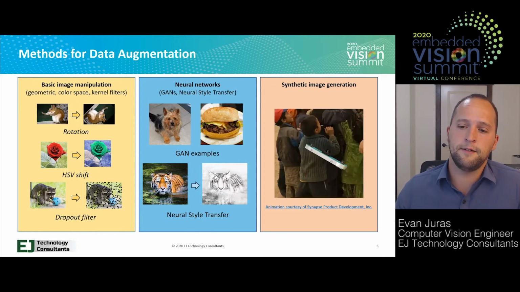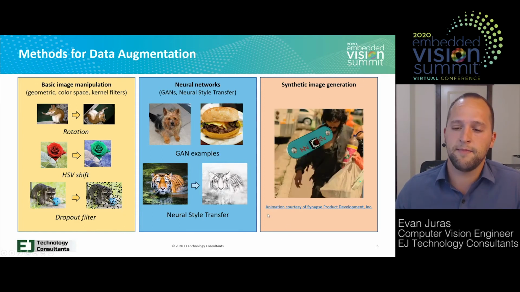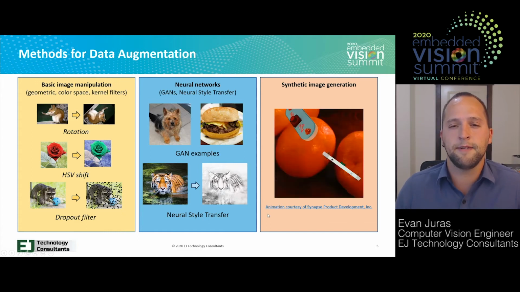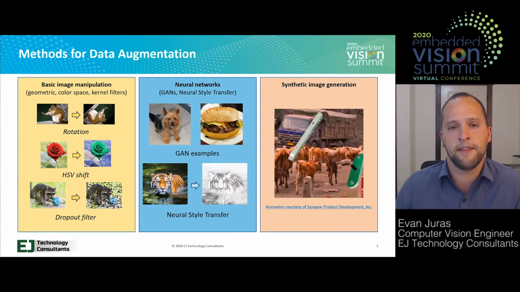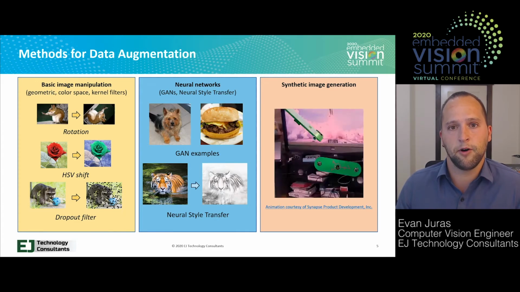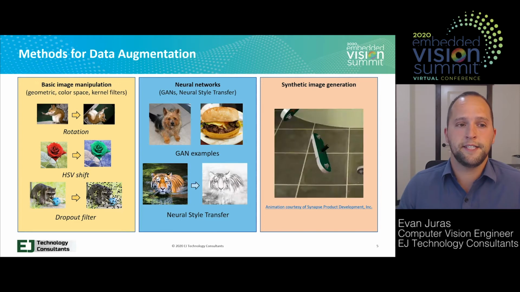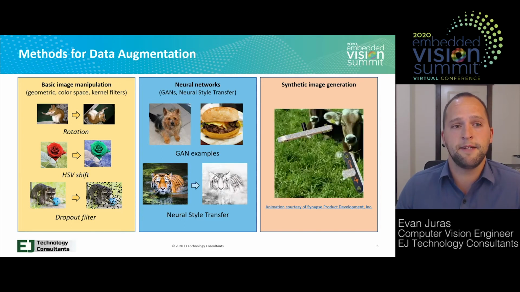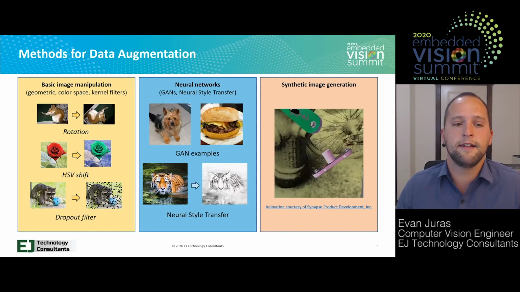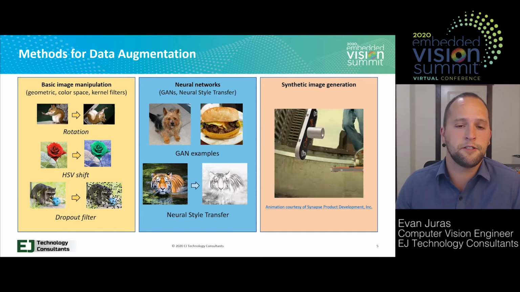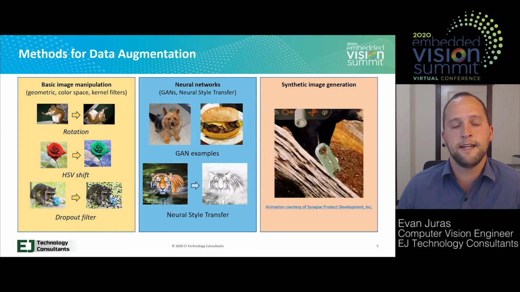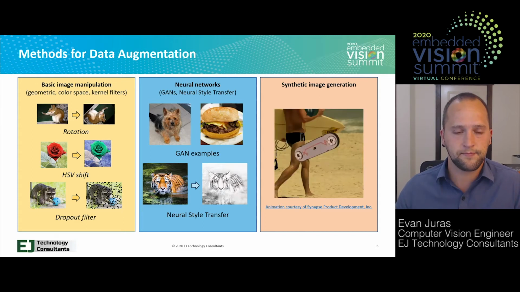I have a link to a blog post that talks more about this method if you're interested in it. I think you'll be getting a PDF of these slides after the presentation, so you can follow that link if you're interested in learning more about it. For this presentation, I'll mostly be talking about the basic image manipulation methods. I'll be giving some examples and tool sets for how to do it, and then also showing how effective the different types of transformations can be.